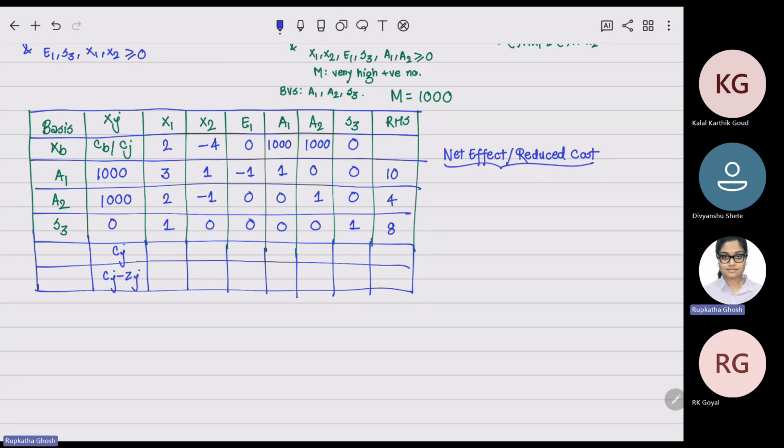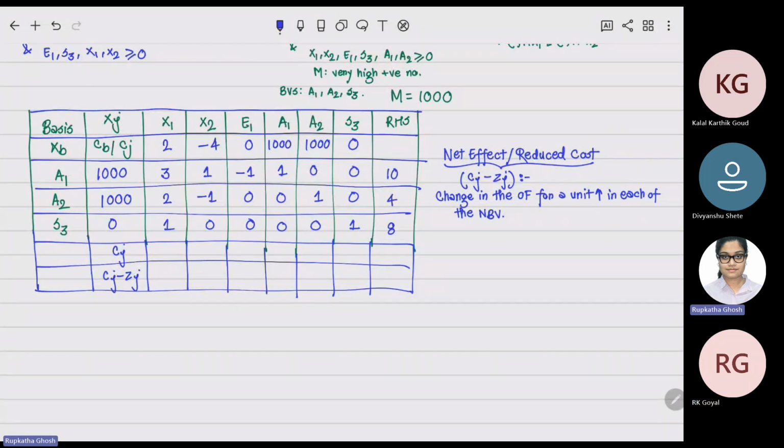So what is reduced cost? Reduced cost or net effect, that is Cj minus Zj, is nothing but the change in the objective function for a unit increase in each of the non-basic variables. This is a very, very important definition.